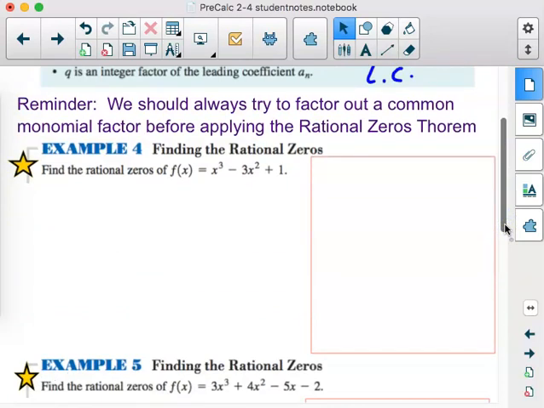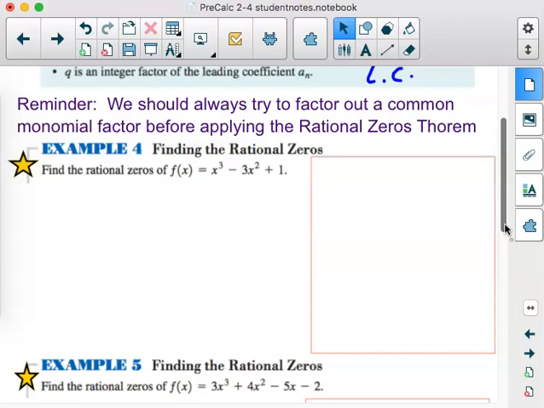So back at it now, and it says we're going to find the rational zeros of f of x equals x cubed minus 3x squared plus 1. And again, the first thing we should always try is factoring. So, looks like we have a lot of x's until we get to the 1. We can't pull out a greatest common monomial factor, and we realize, gosh, we don't know how to factor something that looks like that. So we're out of options as far as factoring goes.